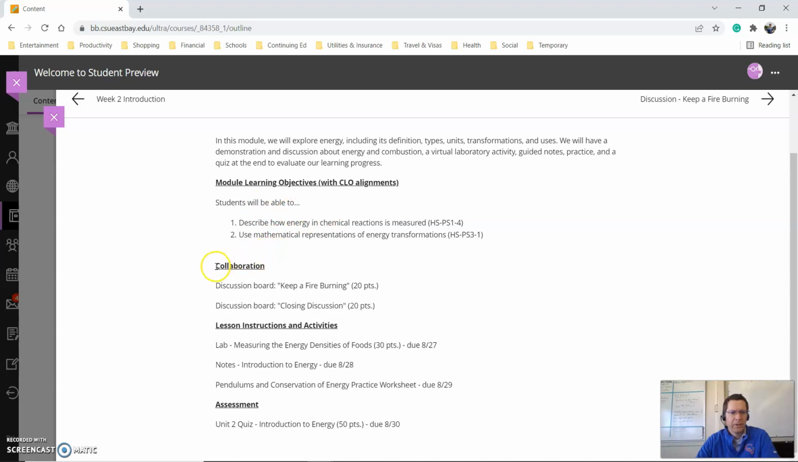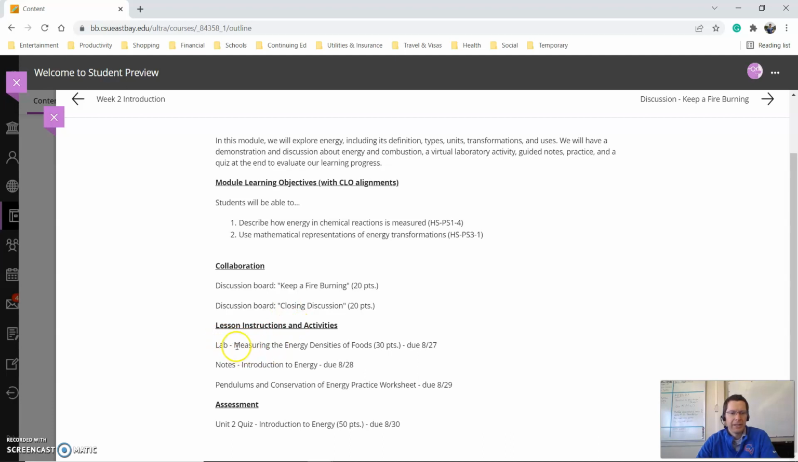And over here, down below, these are the different activities. So this week there'll be two discussion boards. One is kind of an opening discussion about keeping a fire burning, what is necessary for that. And then there's a closing discussion, sort of reflecting on some of the material from the week.